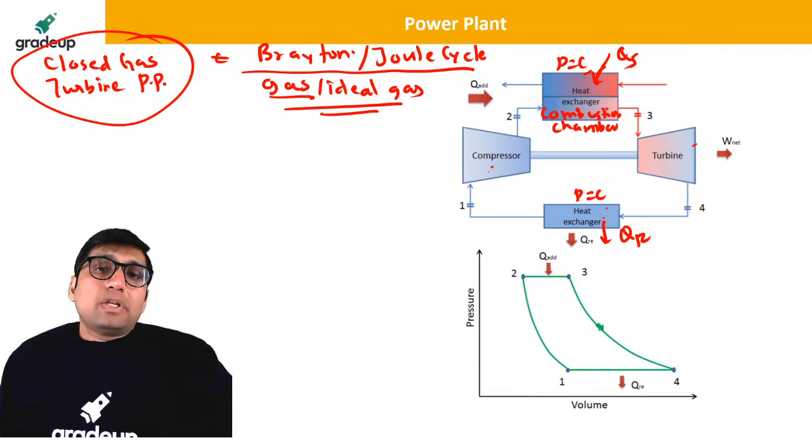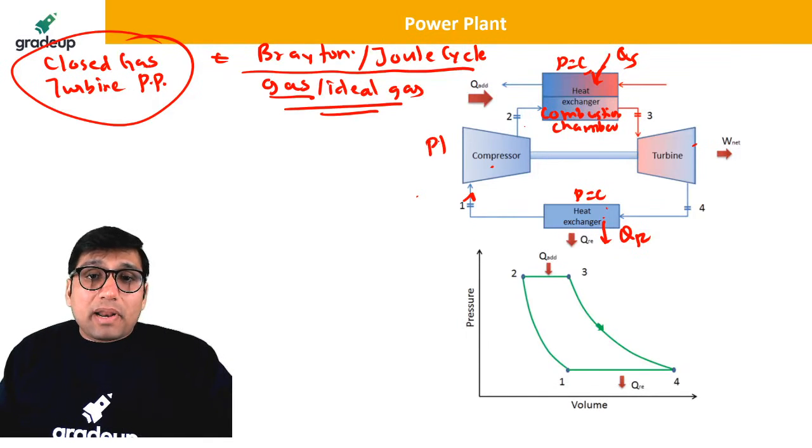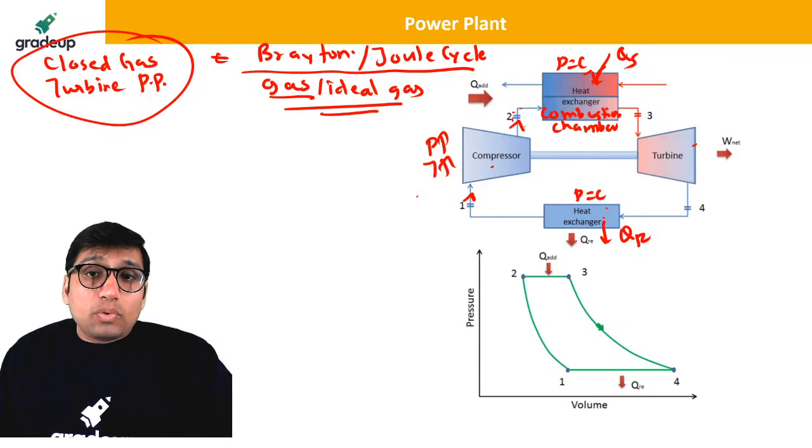Clear? So my dear students, the gas or ideal gas will enter the compressor from the heat exchanger after heat rejection. It will get compressed in the compressor, and the pressure and temperature will increase. Then that hot gas, after compression, will be sent to the heat exchanger, which is a combustion chamber.